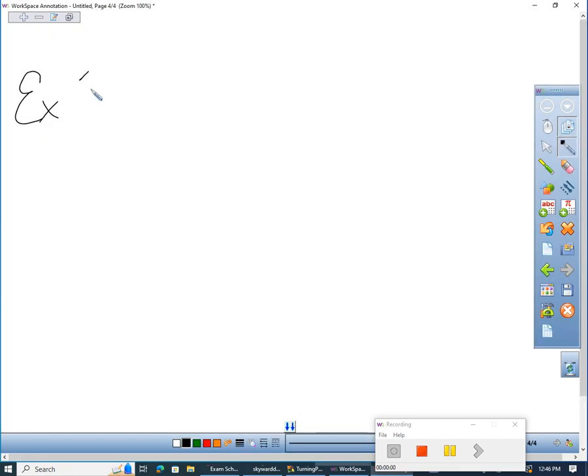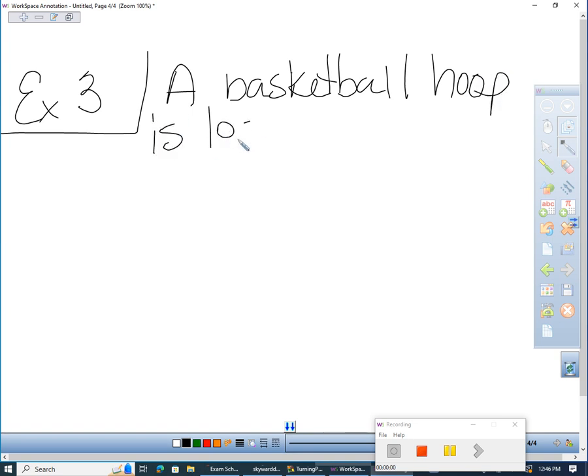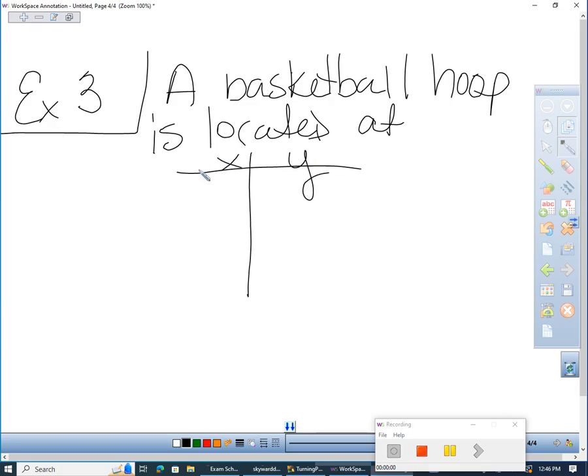Example 3. Example number 3, let's go with a basketball hoop is located at... we're going to give you a table here, X and Y, and we're going to say we have 2, 10, 4, 12, and 10, 12. All right.